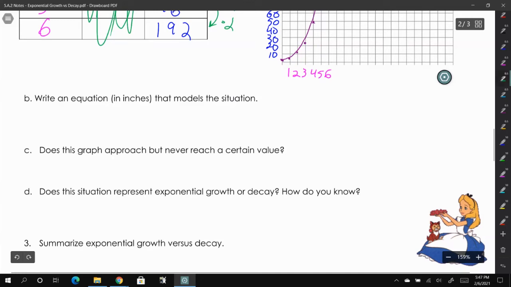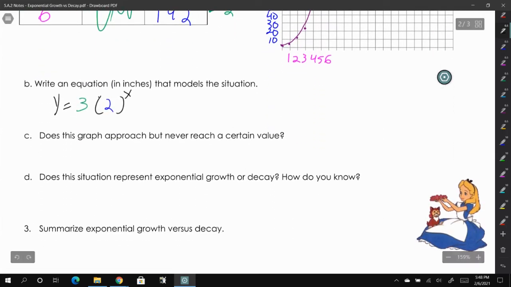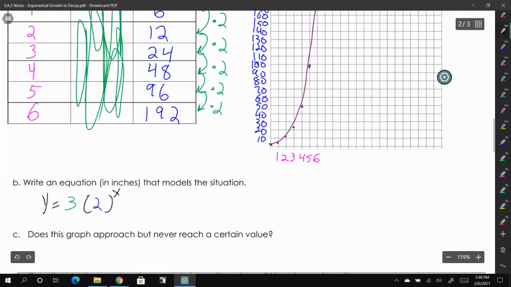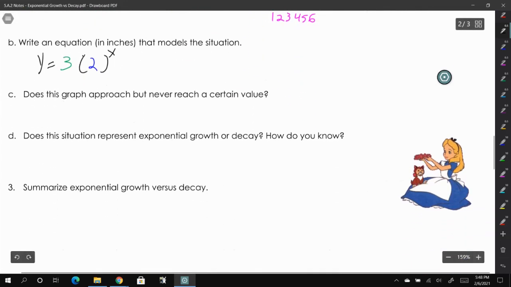So an equation for this would be y equals, our starting value was 3, and our growth rate was 2. Because we multiplied the previous values by 2 if you're looking at our table. Does this graph approach but never reach a certain value? No. Like, if we took another bite of cake, 192 times 2 would give us an even larger number. So no, the graph keeps going.